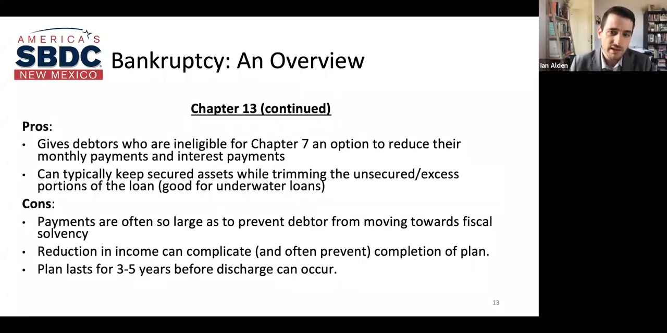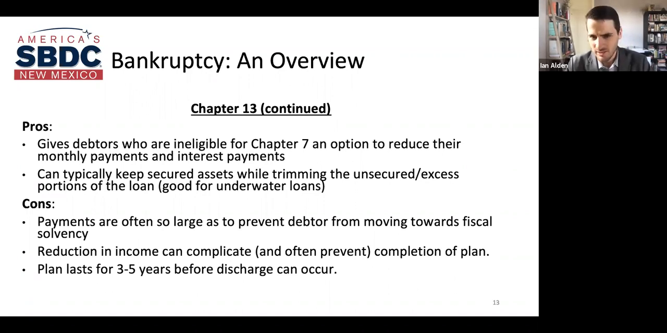So pros and cons. If you're ineligible for Chapter 7, it's probably an option for you unless your debt is too high. Another good pro is that you can keep secured assets while trimming the unsecured parts of the loans, which is good for underwater loans.